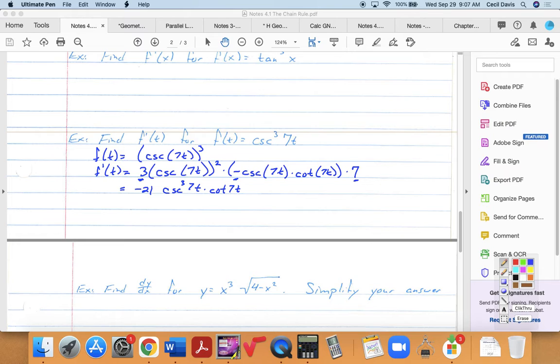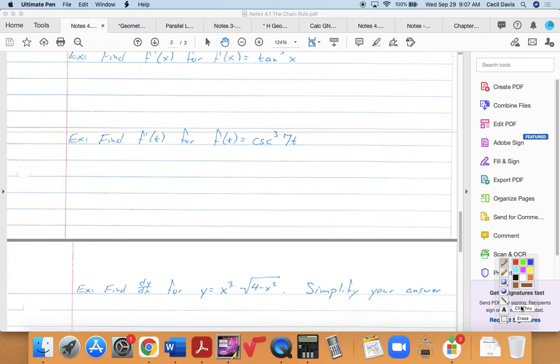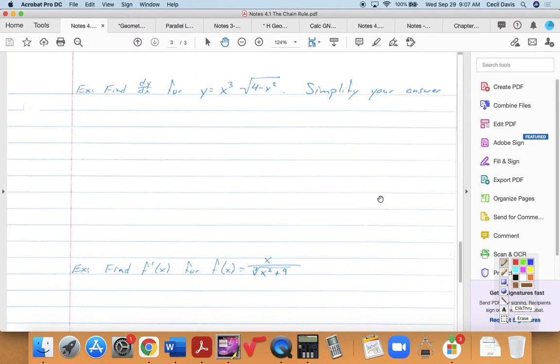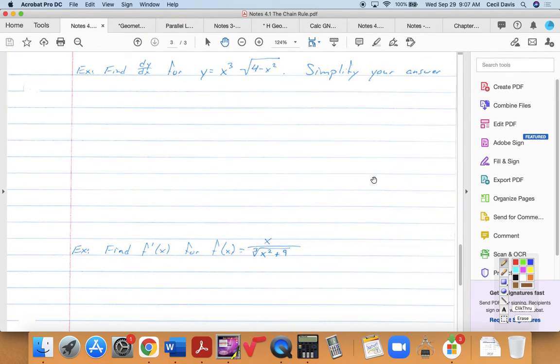Okay? All right, let's go on to the last page. So for these, we're not only going to be using the chain rule, but since we have two things that are multiplied together, we'll also be using the product rule, or in this case, the quotient rule. Or we can rewrite it as a product. We'll take a look at both and see which one we prefer.